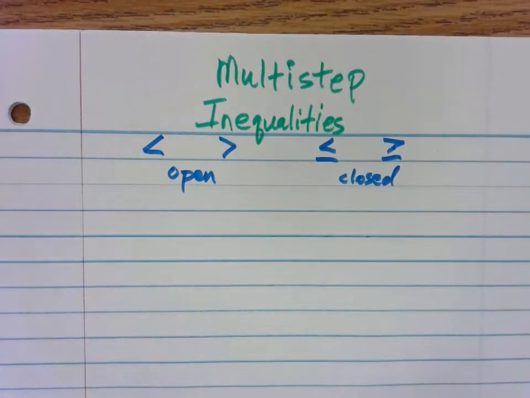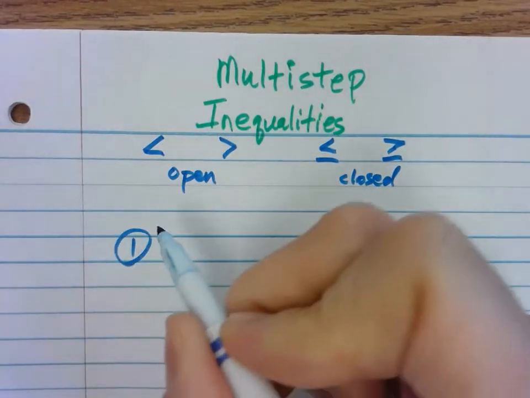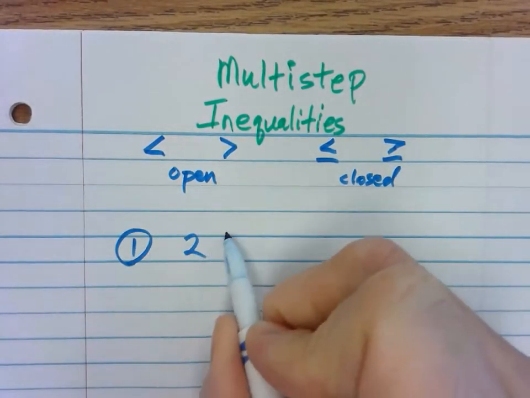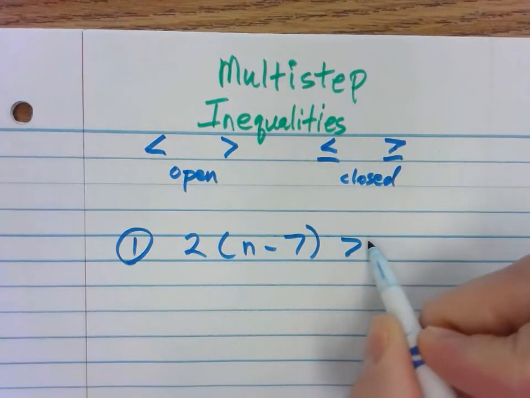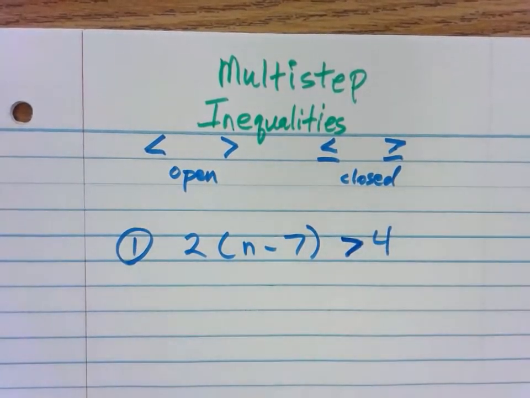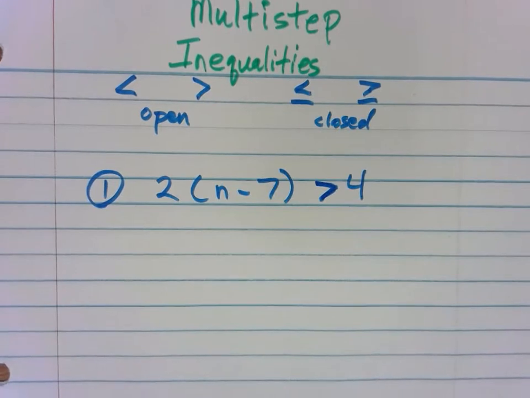So let's just start out with a nice little easy one here. And we'll review a couple things that we have done plenty of times in the equation world. Now we're just switching it over to the inequality world. Okay? So let's say we've got one like this. We've got 2 on the outside. And then you got your n minus 7 is greater than 4.